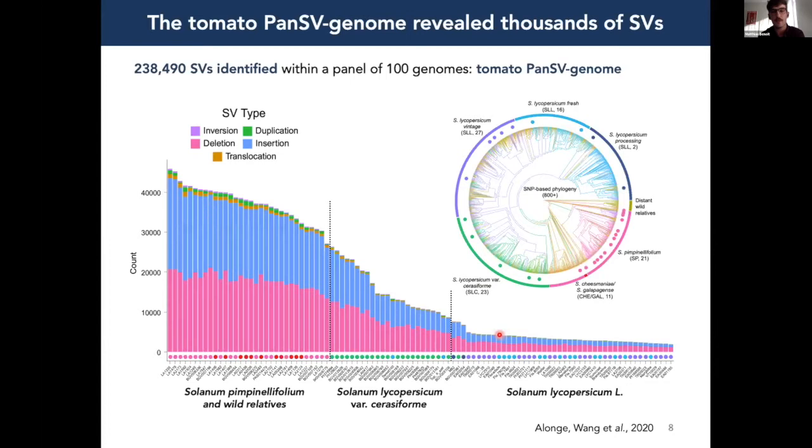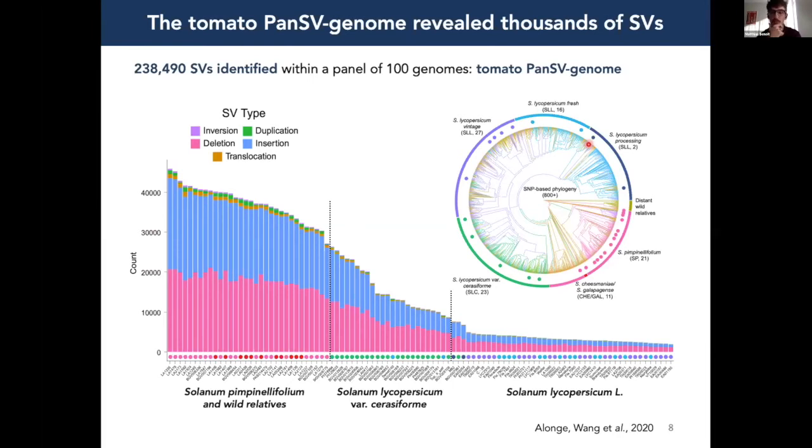So to do that, I've taken advantage of the pan-SV tomato genome that we published earlier this year. The pan-SV tomato genome aggregates over 200,000 structural variants identified in a very diverse panel of tomato accessions covering the wide taxonomic diversity in tomato, starting from the wild species associated to Solanum pimpinellifolium, all the way to the most modern cultivars that we are using today in the tomato industry.